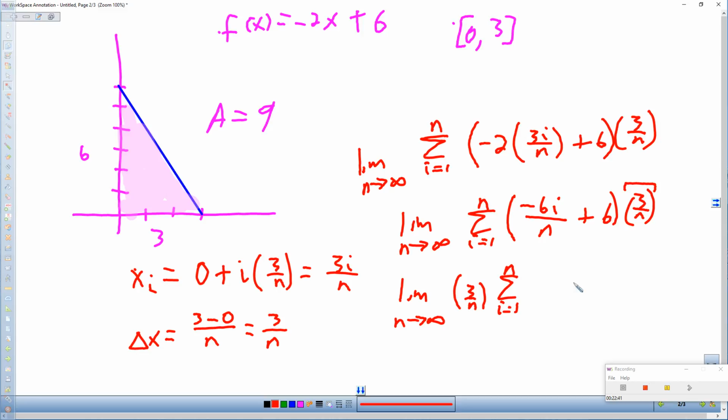And now I'm going to separate this into two parts: negative 6i over n plus the sum i equals 1 to n of 6. Is anybody confused where that came from? All we did is took this sum and applied it, and because of one of our sum rules, we can take everything in here and do each one individually.